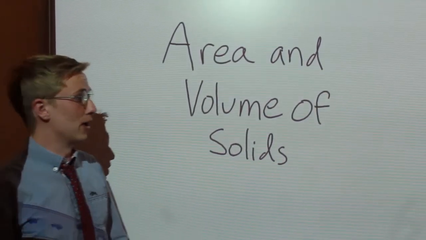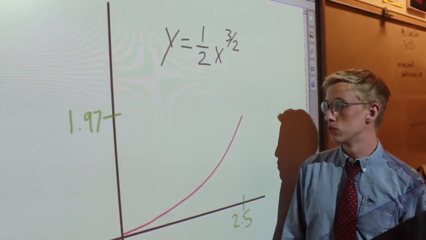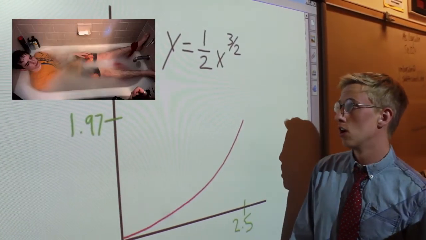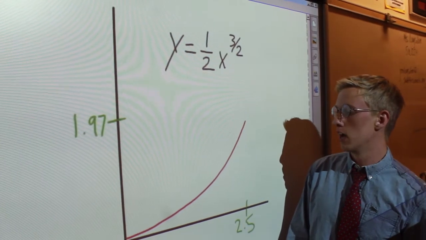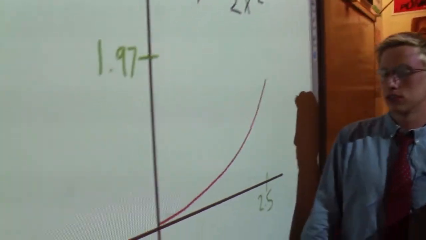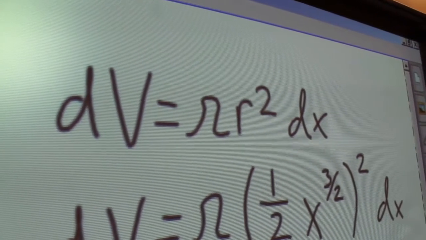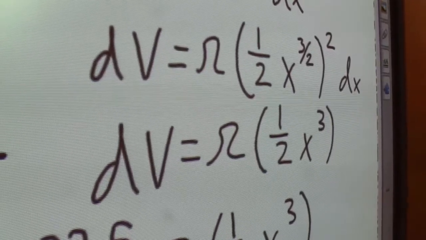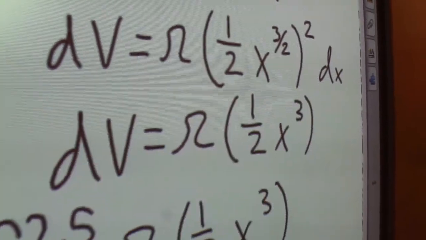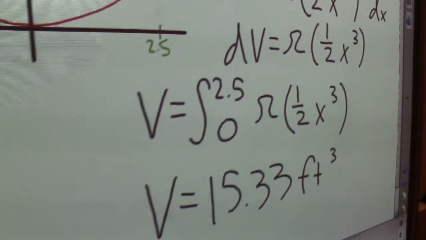And now, the area and volume of solids. Let's assume the bathtub is the equation y equals 1 half x to the 3 halves rotated around the y-axis. dV is pi r squared dx. If we plug the equation in and solve, we end up with 15.33 feet cubed.